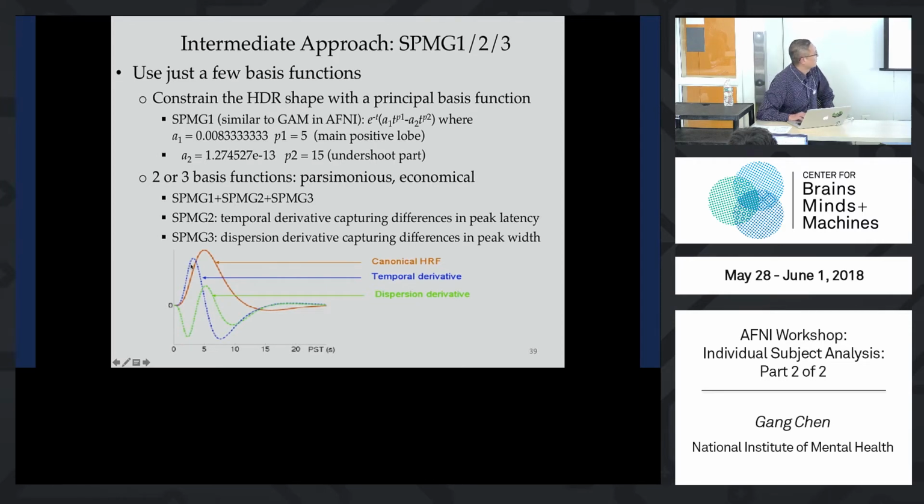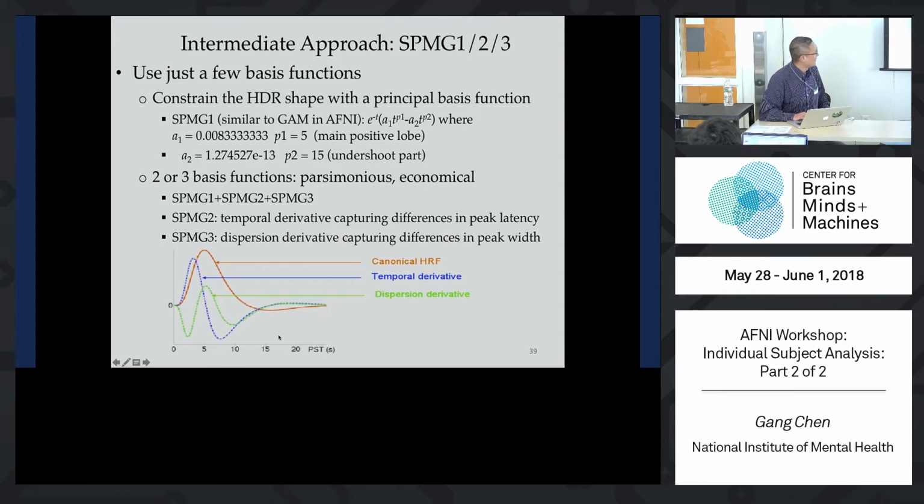Then there's the second one, which is the blue one. They call it the temporal derivative, which is basically the first order time derivative. The third one they call the dispersion curve. The second one basically gives you some wiggle room. Even though the orange one shows the peak occurs there, the blue one will try to shift the location of the peak a little bit.